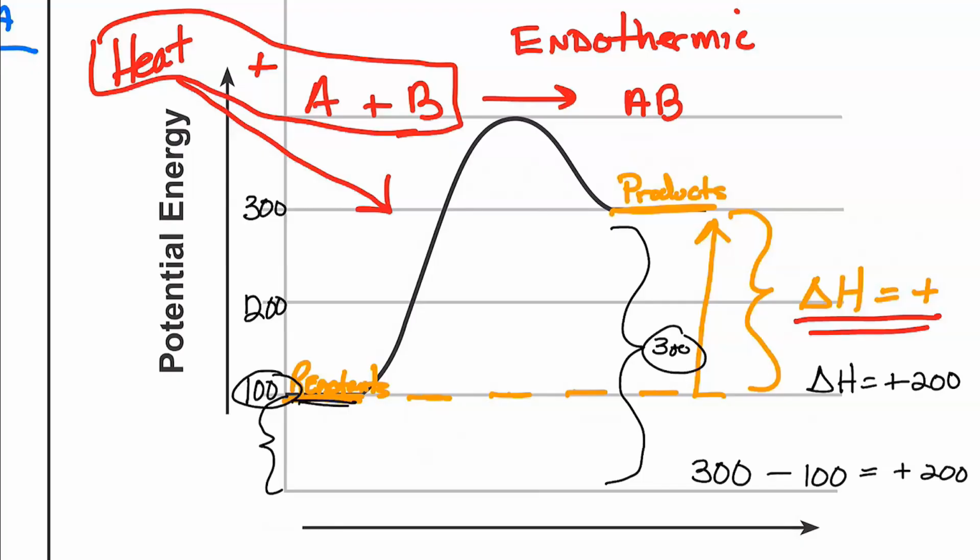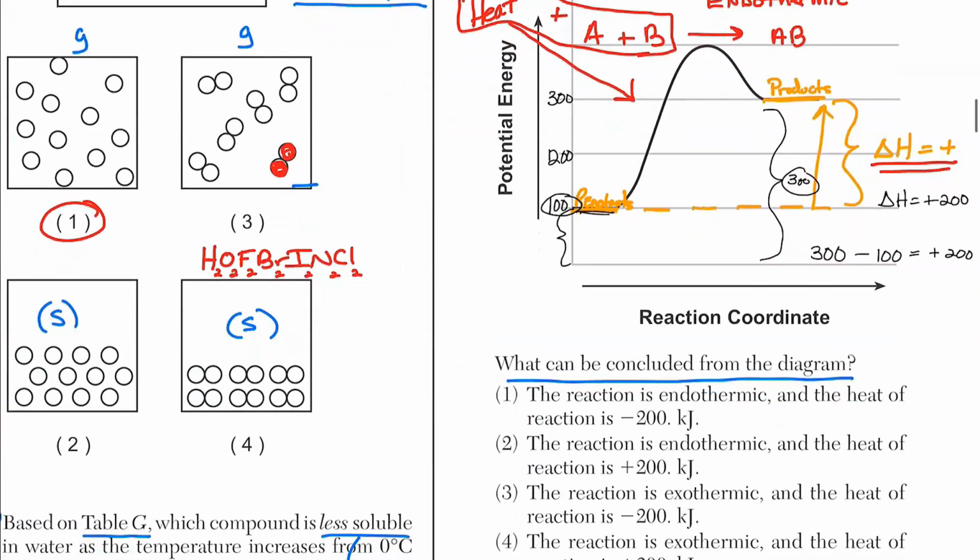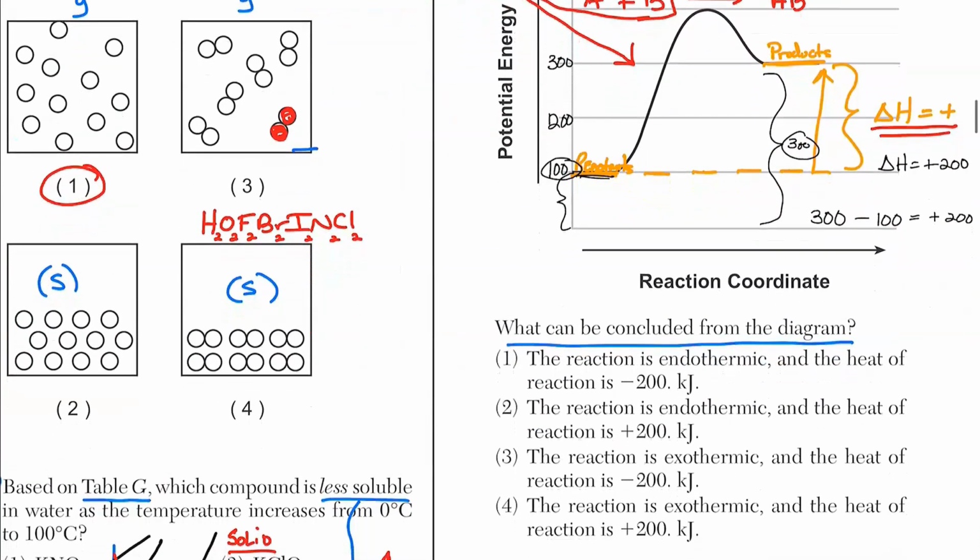So back to the question and what would be the right answer: what can be concluded from the diagram? Well, it is clearly endothermic because energy is going up. The products have more potential energy. The only way that happens is if you're gaining energy, kind of like photosynthesis. We're making from water and low energy compounds, CO2, a product that has a lot of energy that's used by other organisms, right? Sugar. So in any case, the reaction is endothermic, and the heat of reaction, the delta H, the difference where you start and finish, is a positive.